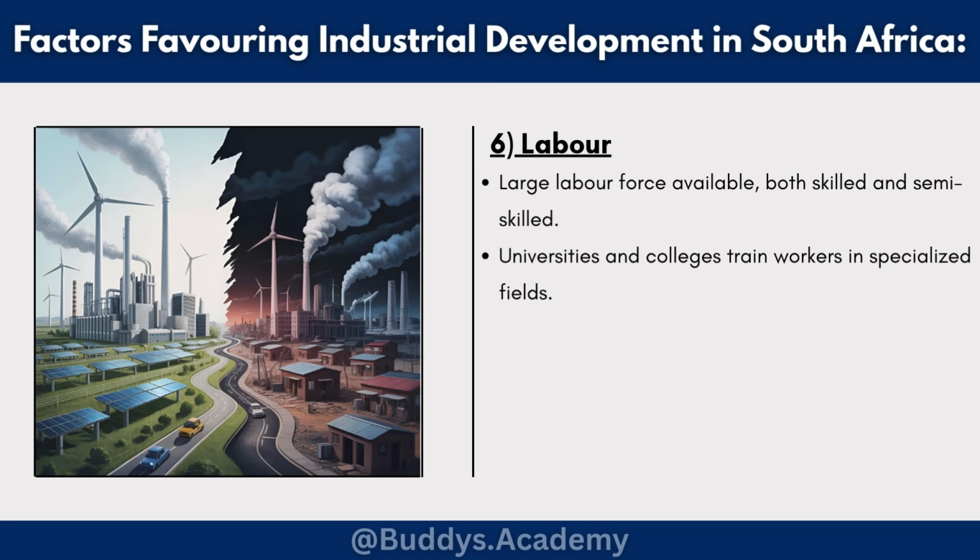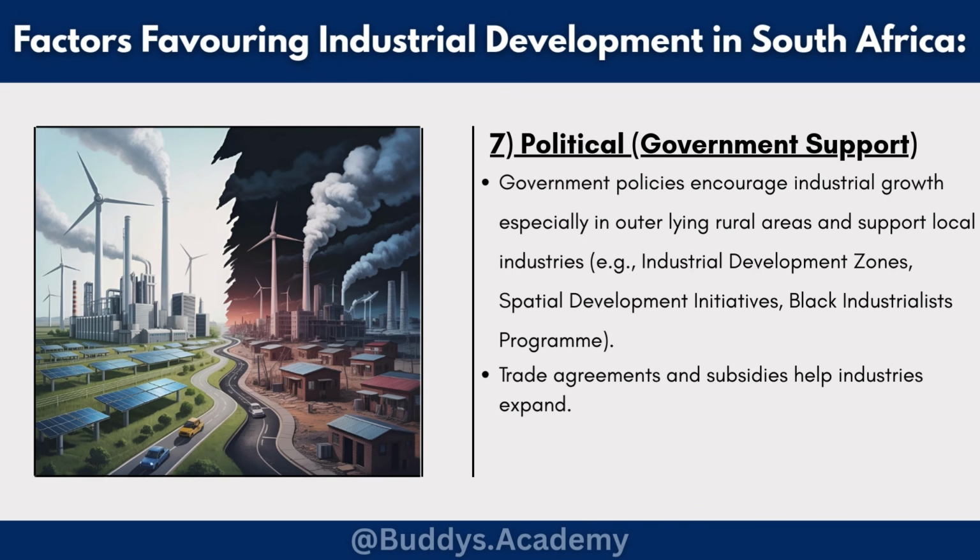Now, your 6th factor is going to be labor. Now, South Africa is going to have a large labor force available. Now, that's going to consist of your skilled and your semi-skilled workers. Now, it's also going to consist of your unskilled workers, right? We need to remember that as well. Now, South Africa is also going to have your universities and your colleges, which are going to train workers in specialized fields.